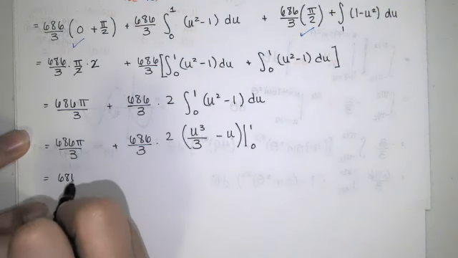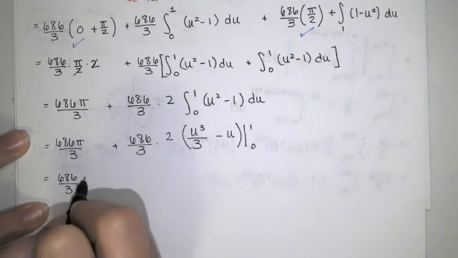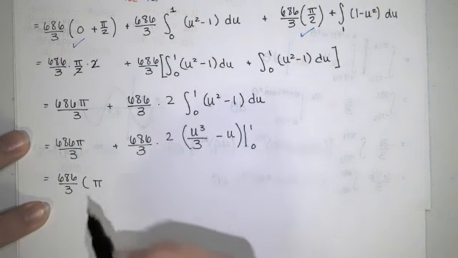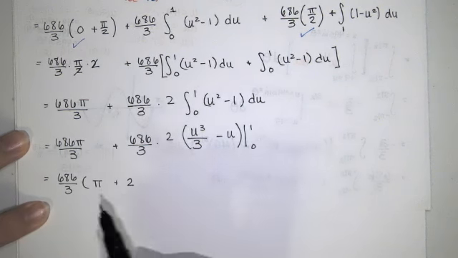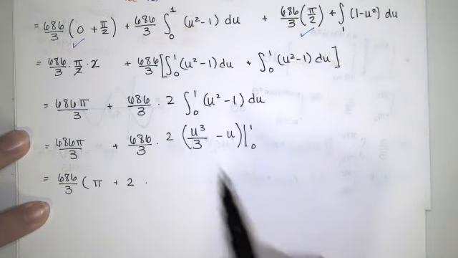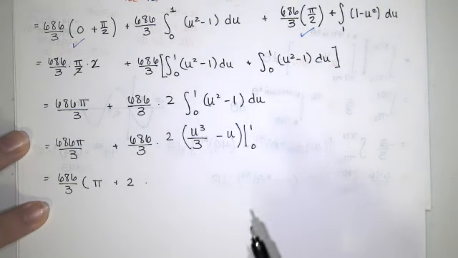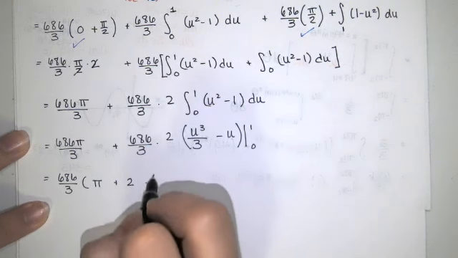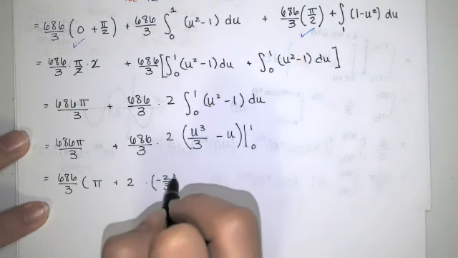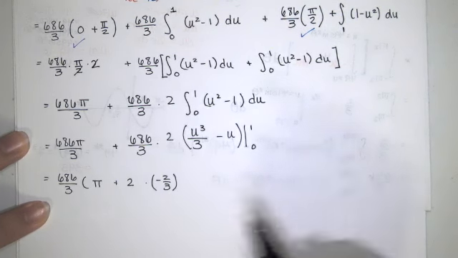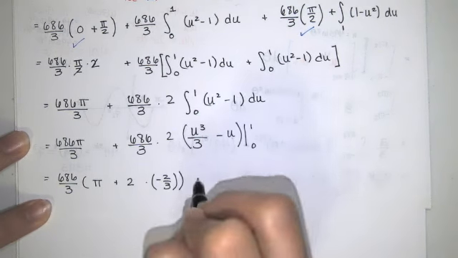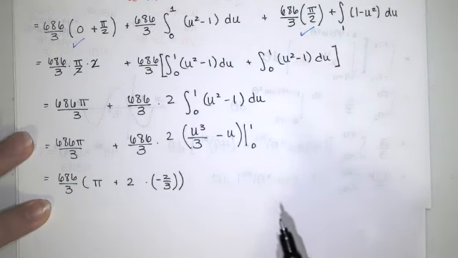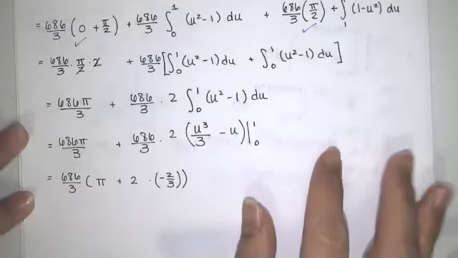So we'll have 686/3 times pi is this first term, plus 2 times whatever we get over here. This is 1/3 minus 1. 1/3 minus 3/3 is -2/3. And then when we evaluate this at u equals 0, we get 0. So we just have -2/3 minus 0, which is 0.